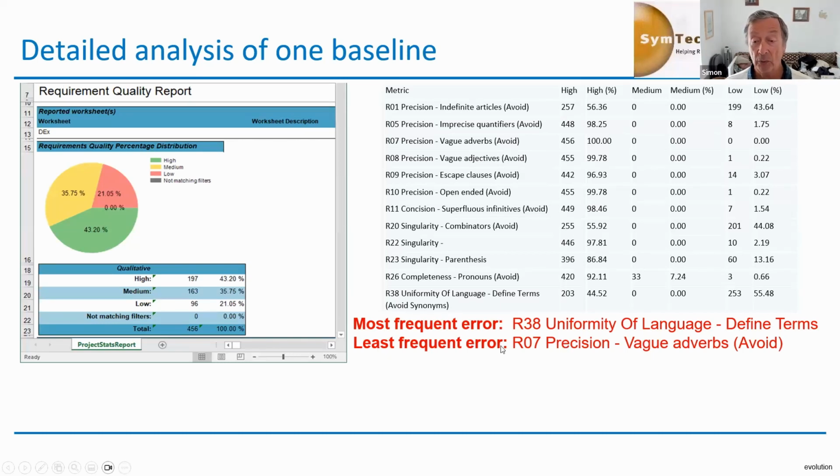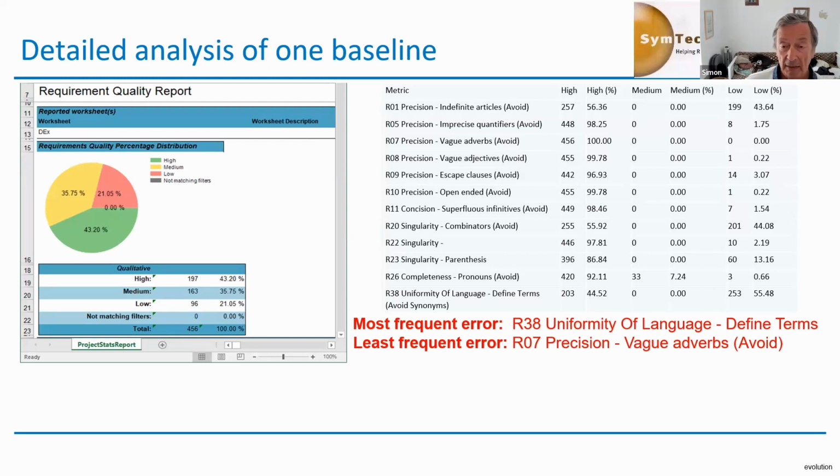Look at the least frequent error, vague adverbs. We got rid of all of them at this particular stage, 100% high quality. And I find these individual rule metrics much easier to review, and to push in certain areas to improve the quality of the requirements.